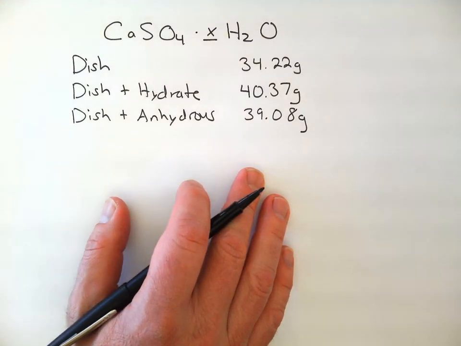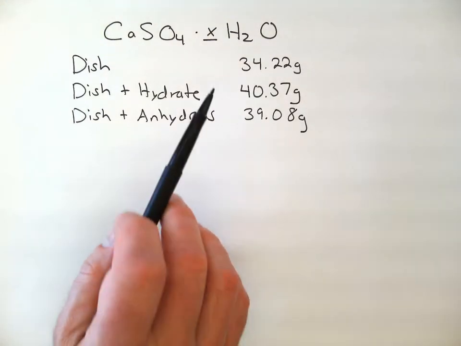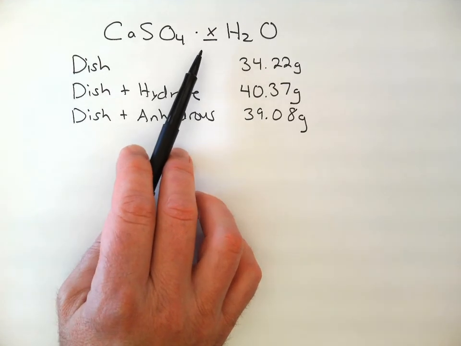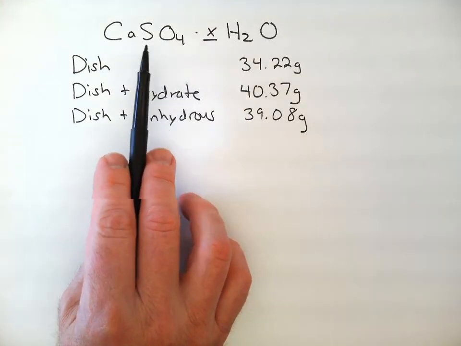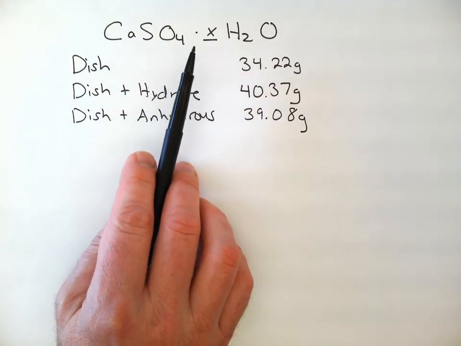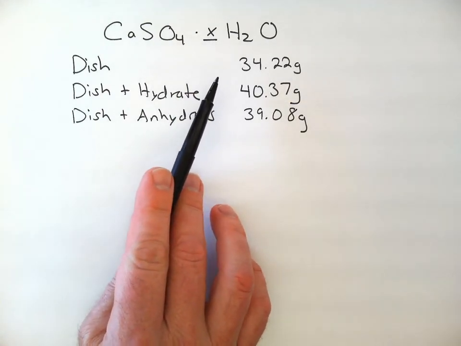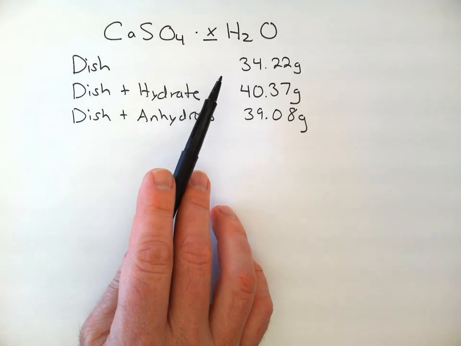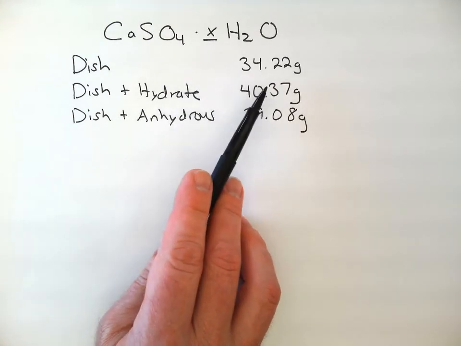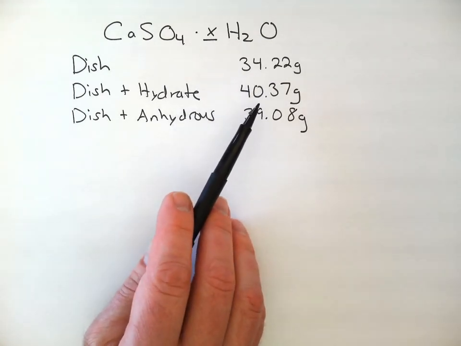So today we're going to be determining the value of X, or the number of waters, in the formula for this calcium sulfate hydrate. And we've been given this laboratory data, typical of most hydrate lab data, in which you have a dish, which is empty. We have to know the empty dish. The dish plus the hydrate.